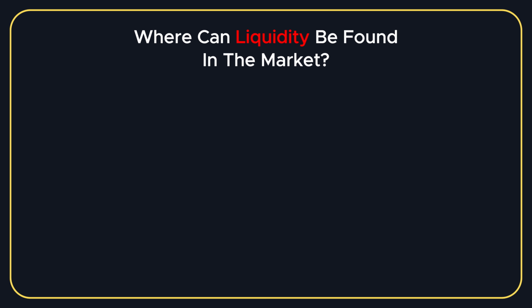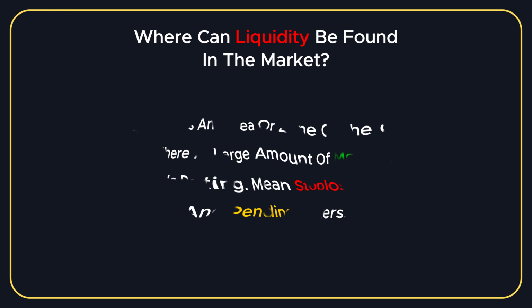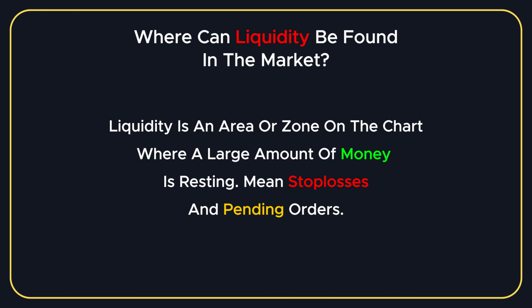Where can liquidity be found in the market? Liquidity is an area or zone on the chart where a large amount of money is resting, meaning stop losses and pending orders. When a trader gets stopped out of a position, the market grabs their funds and then continues its direction.